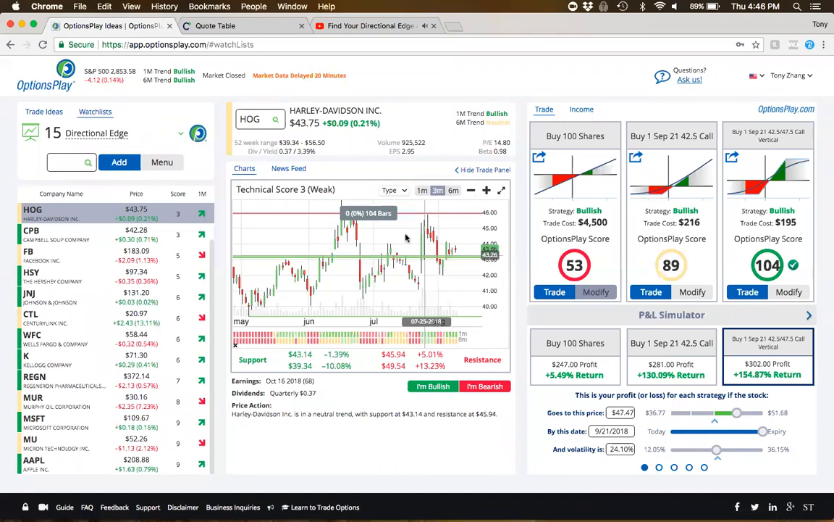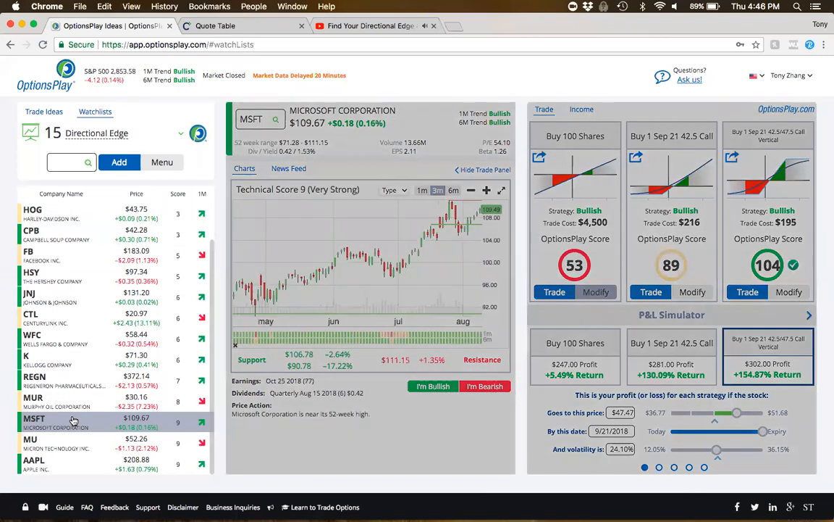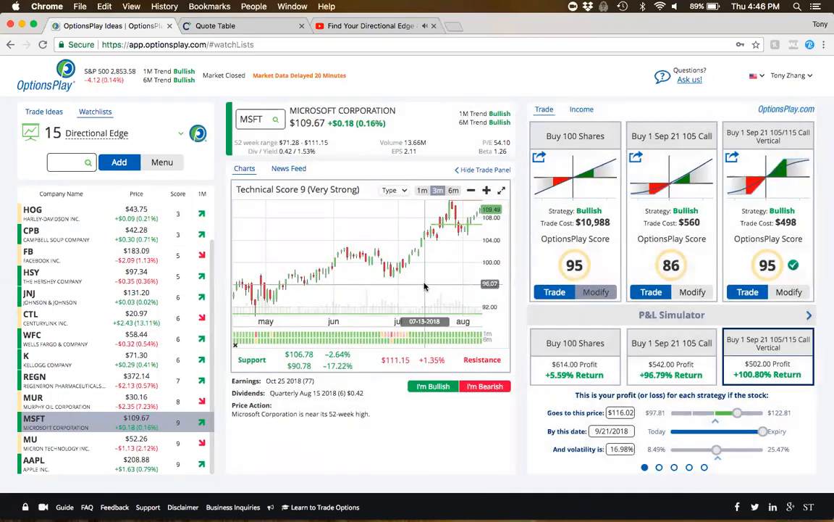So let's start with, let's go back to Microsoft real quick. So we're looking at Microsoft. It's got a very strong technical score. 1 month and 6 month trends are very bullish. So let's say you're looking for some bullish ideas on Microsoft.